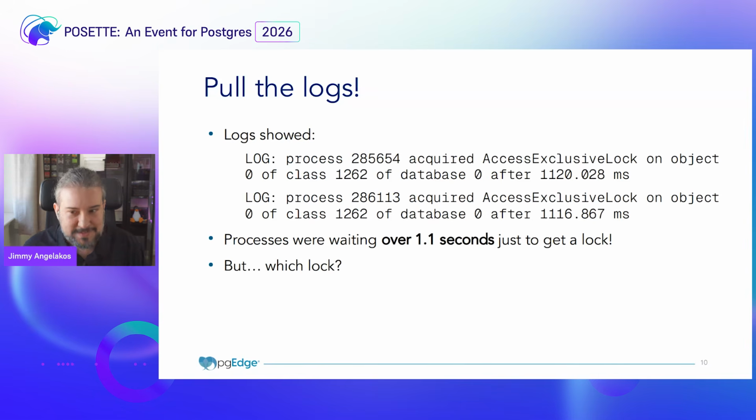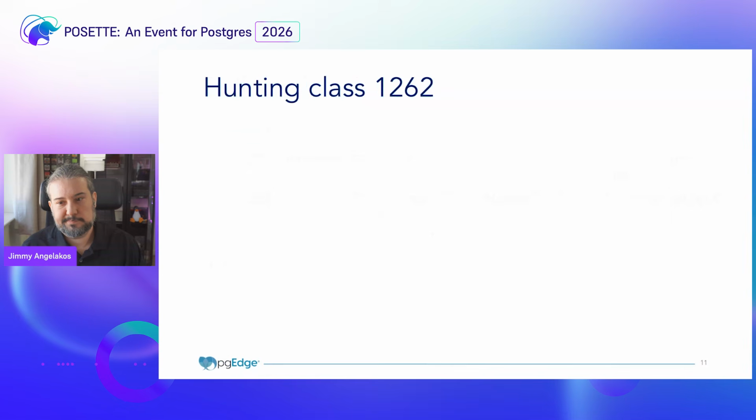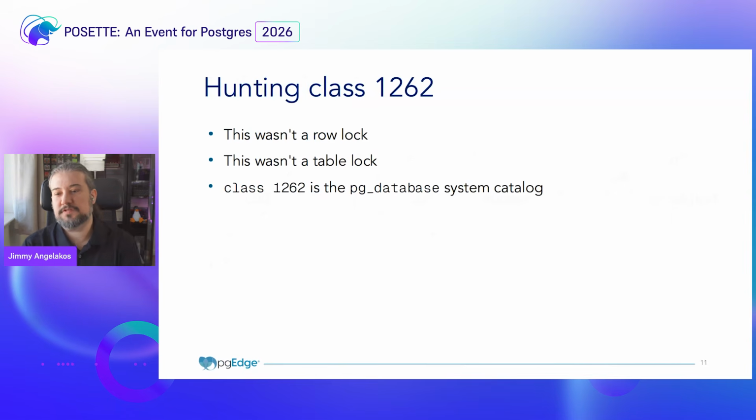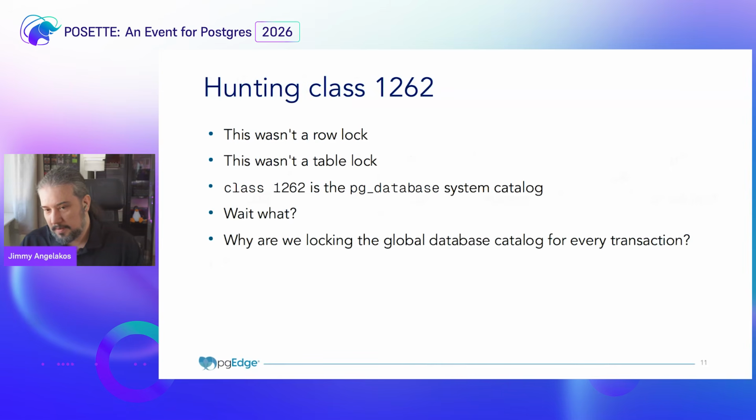But what is that lock? What is object 0 of class 1262 of database 0? It obviously was not a row lock, and it wasn't a table lock. So we found out that class 1262 was the pg_database system catalog. What? Why was something attempting to lock the global database catalog for every single transaction?